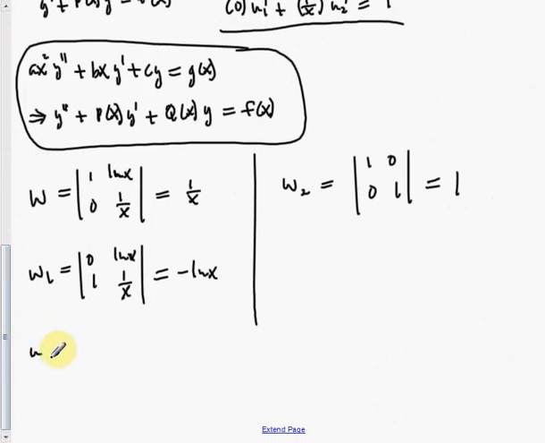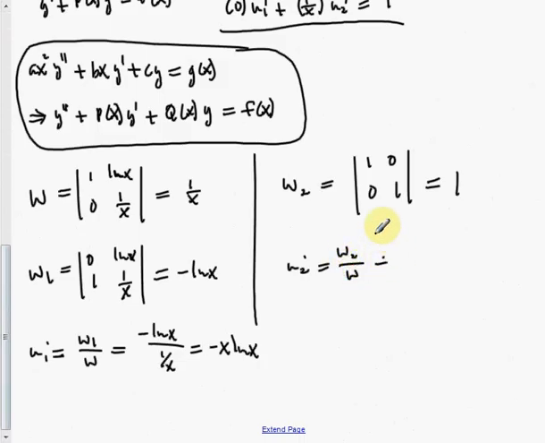So we said u sub 1 prime is equal to W sub 1 divided by W. So this is negative natural log of x all over 1 over x, or just negative x natural log of x. And u sub 2 prime is W sub 2 divided by W, and W sub 2 is 1 all over 1 over x, we just get x.